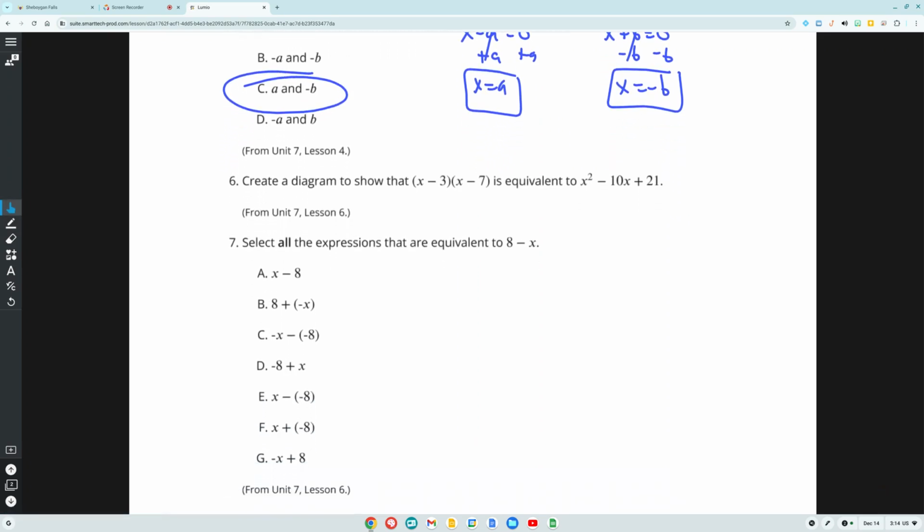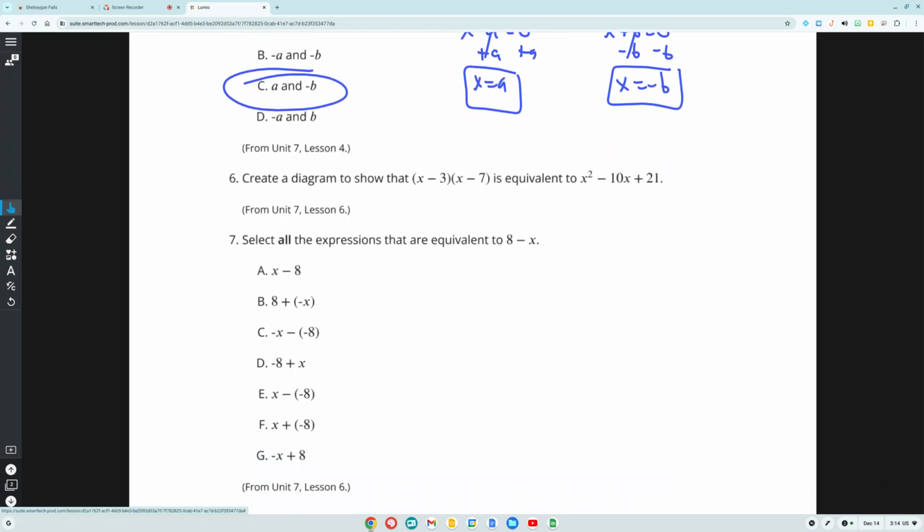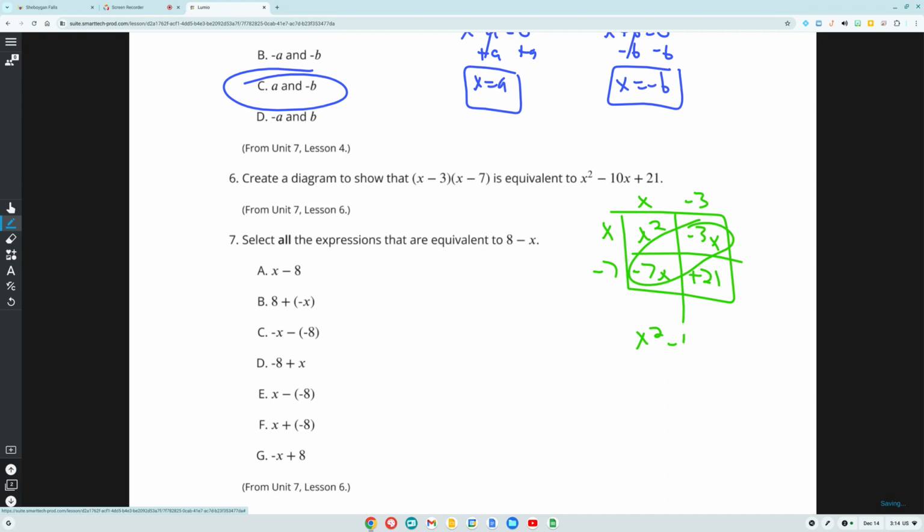6 says create a diagram to show that x minus 3 times x minus 7 is equivalent to x squared minus 10x plus 21. We've done this over and over again by now, so this should be second nature. I have x minus 3, I have x minus 7, so I get x squared minus 3x minus 7x plus 21, and collecting like terms leads me to x squared minus 10x plus 21, which is what we were supposed to get to.